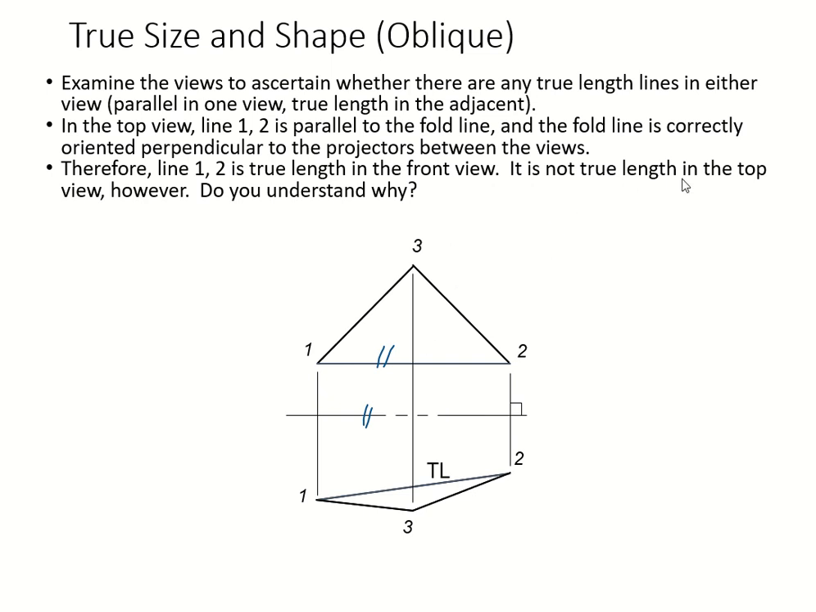So it is not true length in the top view, right? That's not true length in the top view, because there's no line that is parallel to the fold line in the front view for us to project it. You can have something that is parallel, and then it would have been on the other side. For this particular example, the true length line is here in the front view.